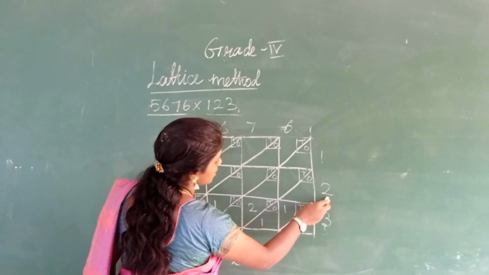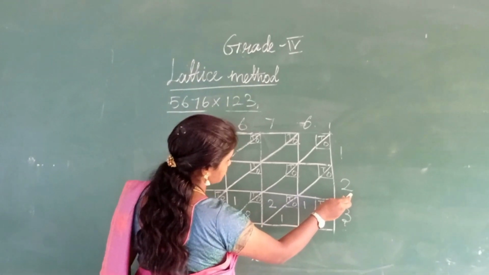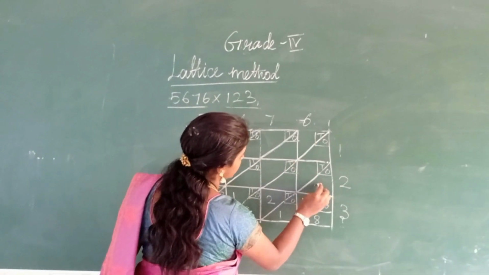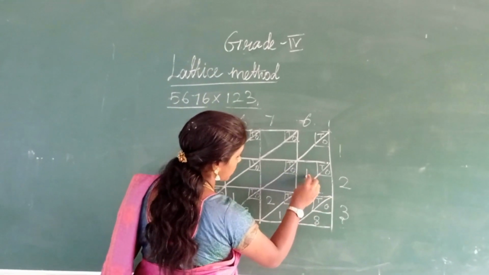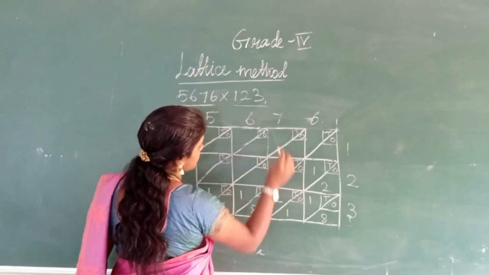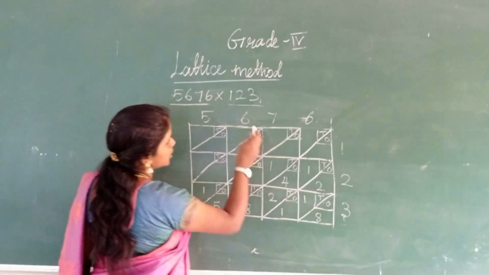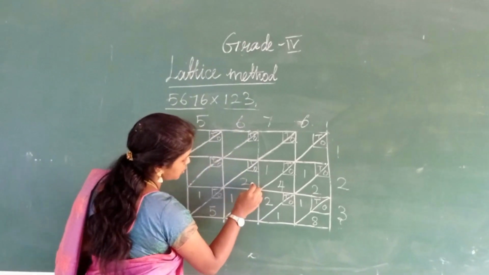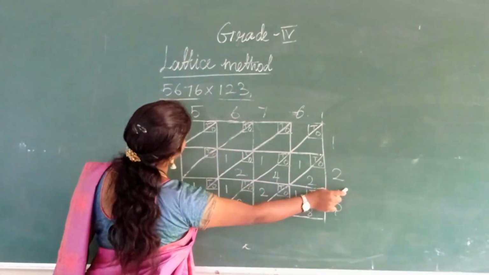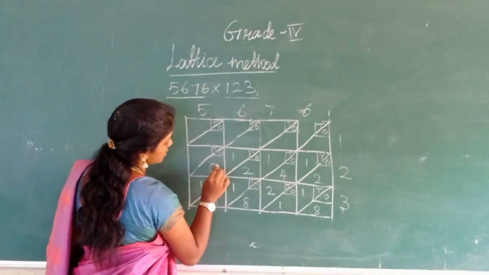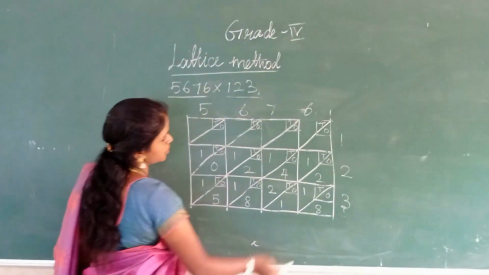After that, we'll go with the 2 tens. 2 sixes are 12, so 2 down and 1 ten on top. 2 sevens are 14, 4 down and 1 ten on top. 2 sixes are 12, so 2 down, 1 ten on top. 2 fives are 10, 0 down and 1 ten on top.